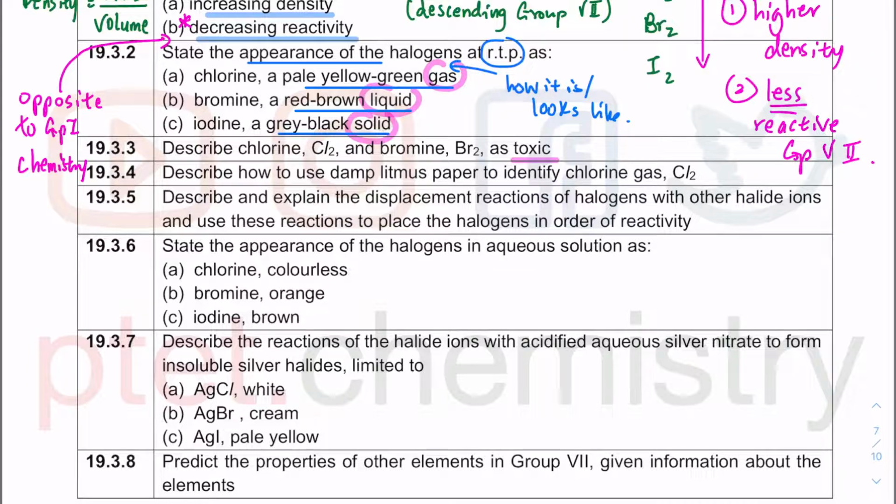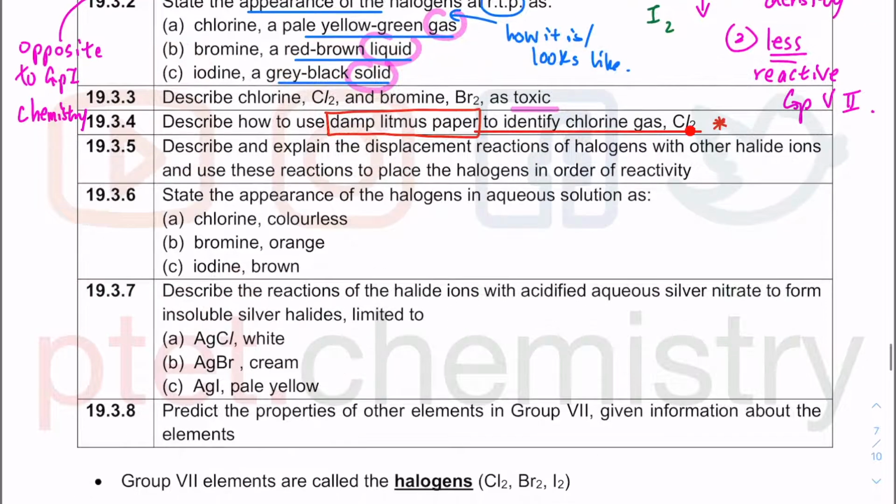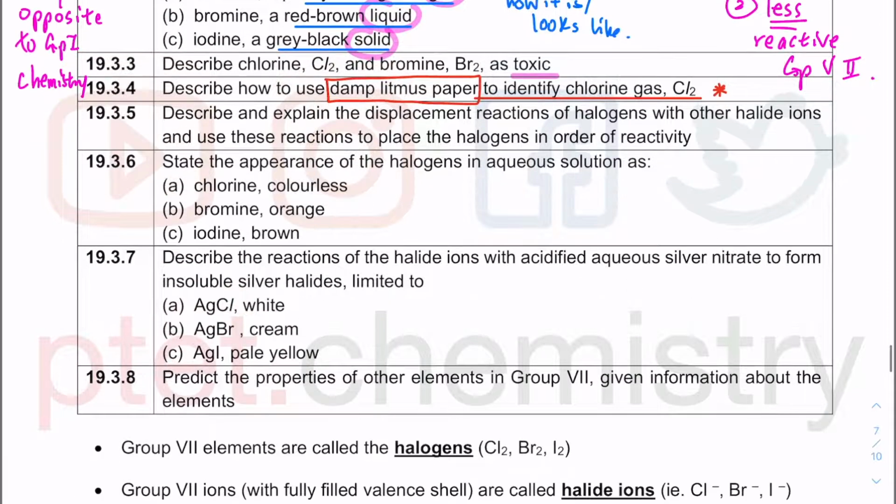Now there's one final test. This is to test and identify chlorine gas. I will append an experimental tutorial video on this to show you the result of using a damp litmus paper in order to test for chlorine gas, which exists as Cl2.